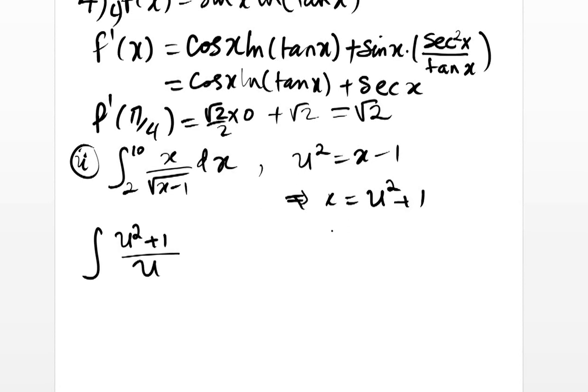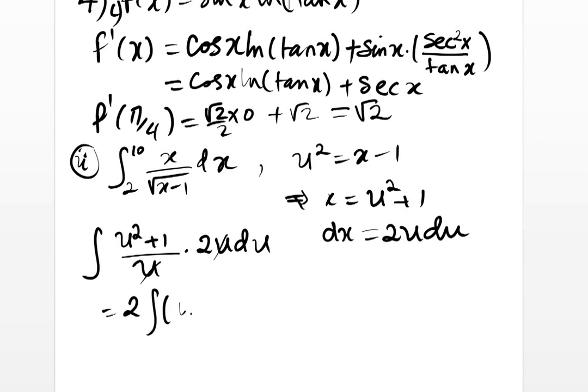So if we are differentiating, we have dx will be 2u du. So dx becomes 2u du, right? And you see that here it cancels, which gives us 2 times u squared plus 1 du. When we are integrating it, we have u cubed over 3, right? You add 1 to the power and you divide by that result. When you integrate 1, it gives you u.